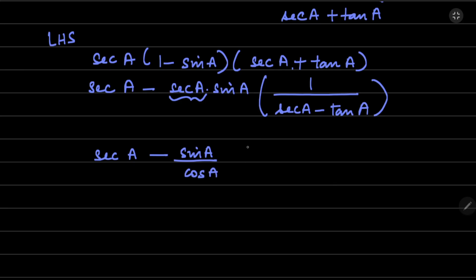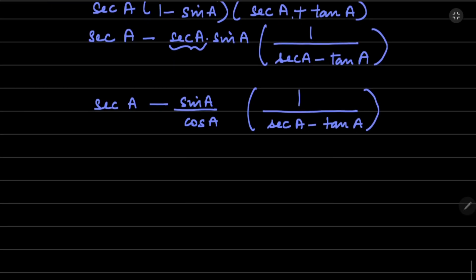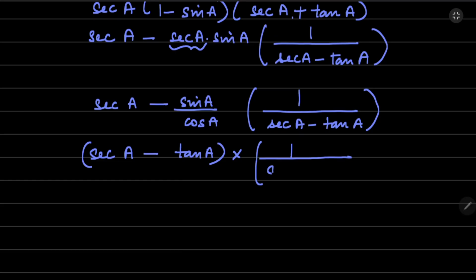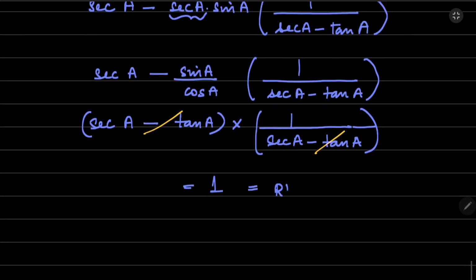Okay. Multiplied by the term which we just got using the identity, which will remain as it is: 1 by secant A minus tan A. Right. So, what is 1 minus sin A by cos A? It is equal to secant A minus tan A, multiplied by 1 by secant A minus tan A. So, finally, what do you get here? Secant A minus tan A will get cancelled and the answer that you are getting is just 1. This 1 is equal to your RHS, hence proved.